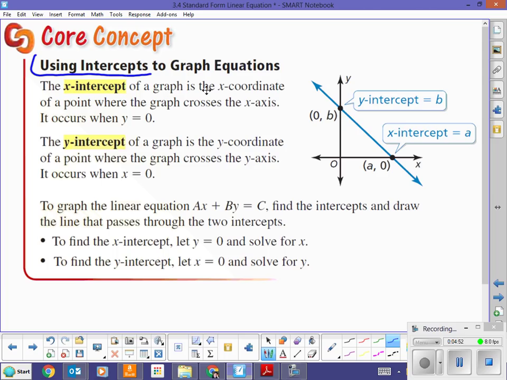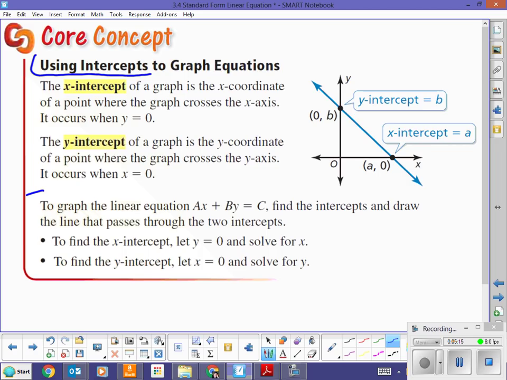The x-intercept of the graph is the x-coordinate of the point where the graph crosses the x-axis. Okay, so here's the x-axis. The graph goes through this point here. Same for the y-intercept. Here's the y-axis. The y-intercept is the point where the graph goes through that. And one of the easiest ways to graph is to find those 2 points and just draw that line through there.